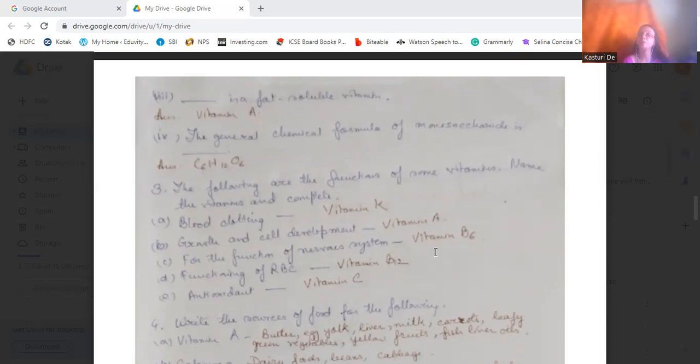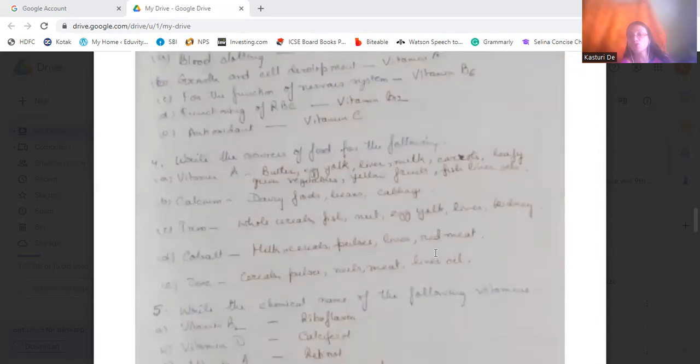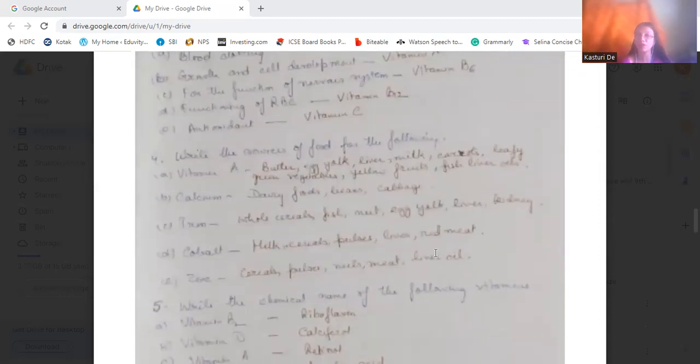Antioxidant, that is vitamin C. Okay? So write the sources of food of the following. Vitamin A. We get vitamin A in butter, egg yolk, liver, milk, carrots, orange fruits. Yellow or orange fruits, we get vitamin A in maximum. Then leafy green vegetables, yellow fruits, fish liver oils.